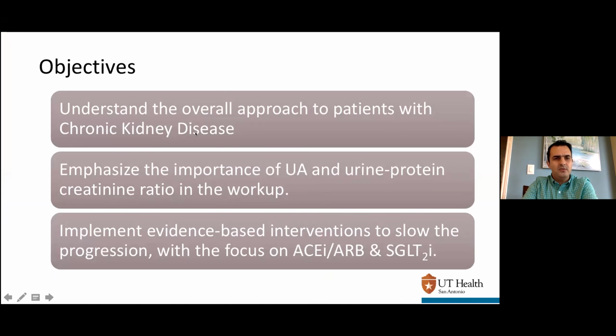So the objective would be understanding the overall approach to patients with chronic kidney disease, emphasizing the importance of urinalysis, and we'll go over examples and urine protein creatinine ratio and the workup, implementing an evidence-based intervention to slow the progression of that kidney disease with a focus on ACE inhibitors and ARB and SGLT2 as well. So I'm gonna make this a kind of a simple talk and make it practical.